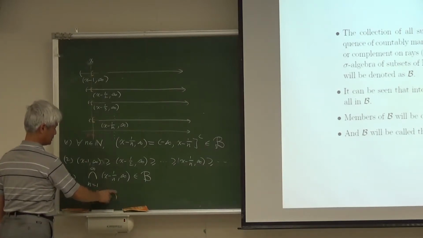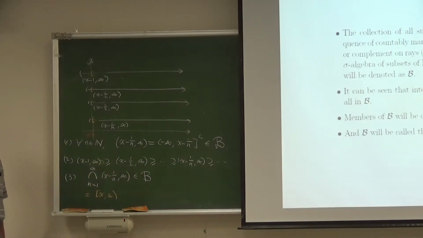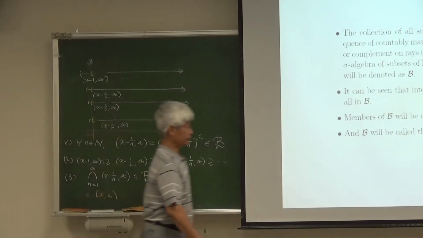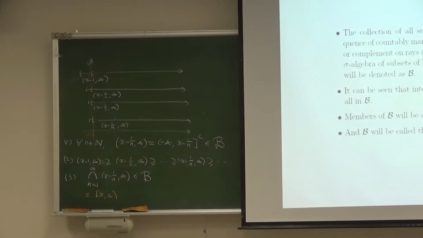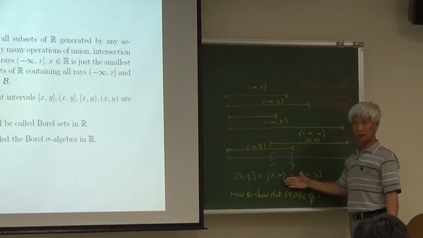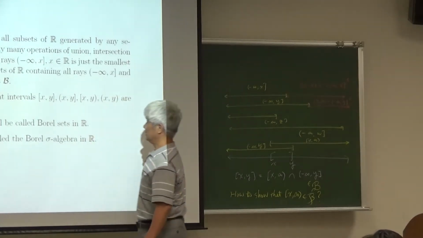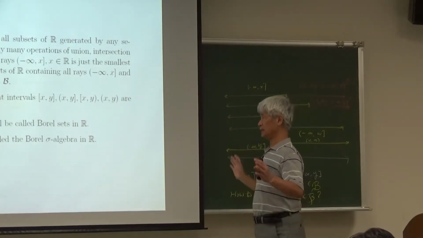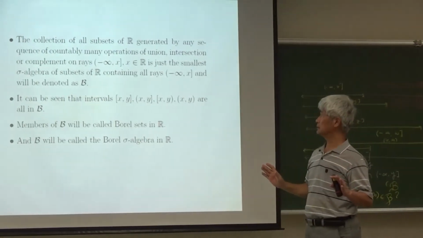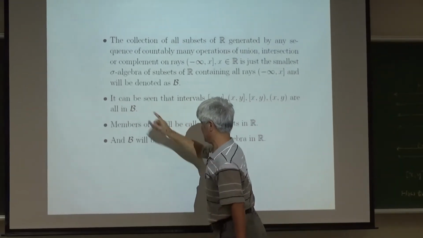So we have proved that such a closed ray is in B, by using the countable intersection of those open rays to the left. So this one and this one intersect, and of course, with another intersection, this closed interval is in B. So basically, you can show that any interval, finite or infinite, is in B.